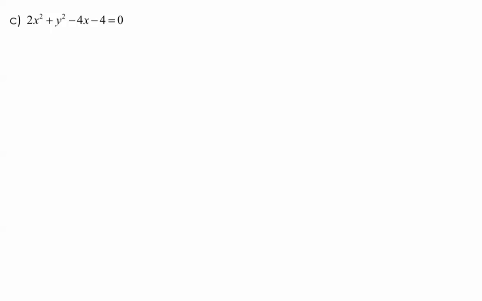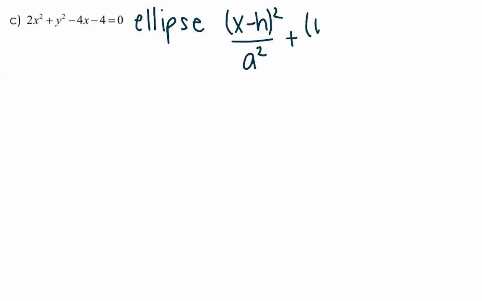So we have two squared variables, which eliminates the possibility of a parabola. They have different coefficients, which eliminates the possibility of a circle. And there is addition in front of them. They're both positive. So that's telling me that this is an ellipse. So if we recall the standard form of an ellipse, (x minus h) squared over a squared plus (y minus k) squared over b squared equals 1.